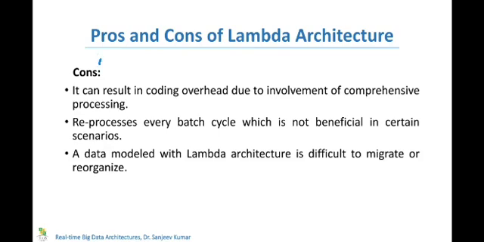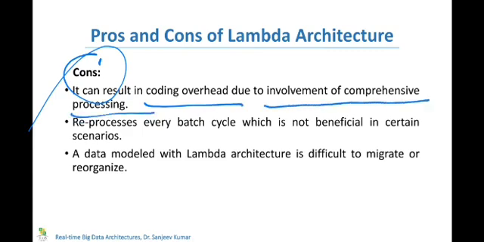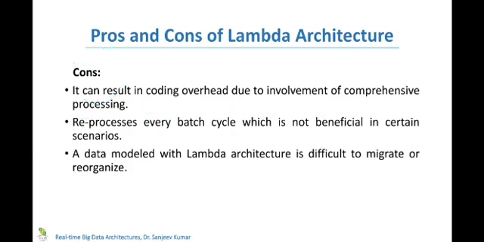And what are the cons of the lambda architecture? It can result in coding overhead due to the involvement of comprehensive processing, because many steps are executed. You need to download, then check your memory, check your internet speed, check the picture quality, everything is checked, so it takes processing time. And there is pre-processing in every batch cycle, which is not beneficial in certain scenarios.